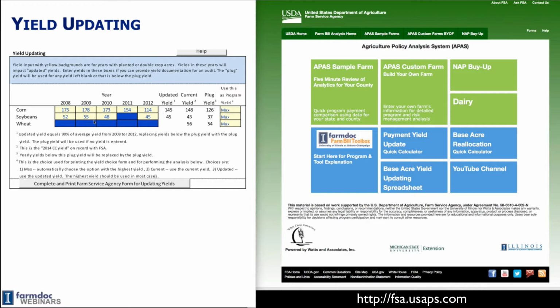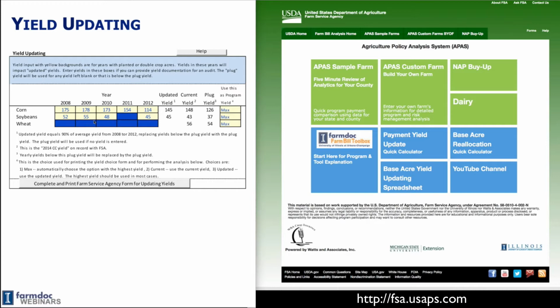It will be 90% of that, and there are plug yields involved in it. There's a plug yield for corn, soybeans, wheat, and all program crops. For each county, it happens to be 75% of the county average. In this example, we have 126 bushels per acre.